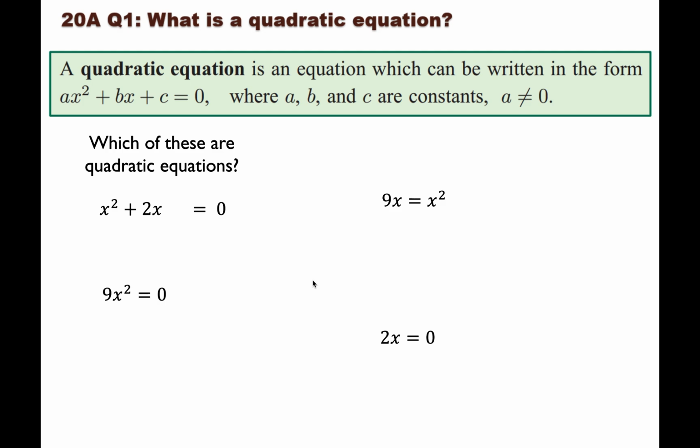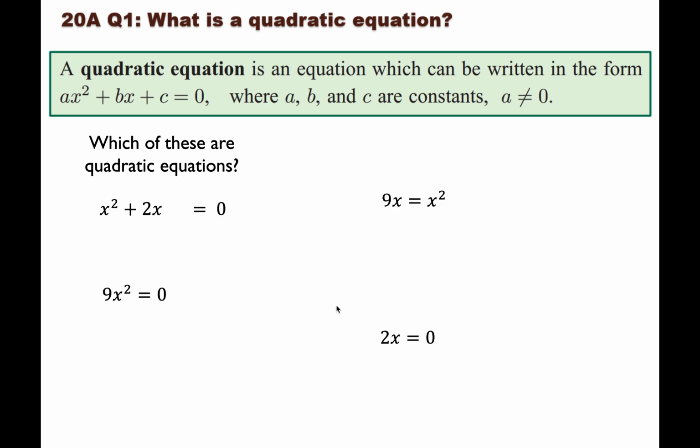What is a quadratic equation? Well, a quadratic equation is an equation which can be written in the form ax squared plus bx plus c equals 0, where a, b, and c are constants and a is not equal to 0. So if we can write it like this, then it is a quadratic equation. So let's try that out.